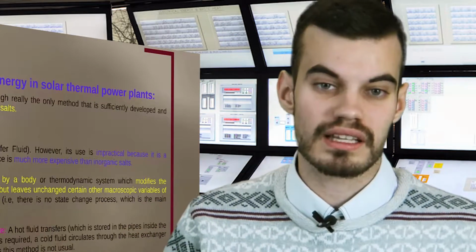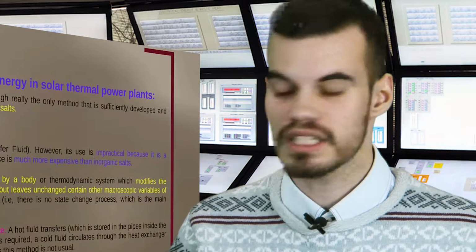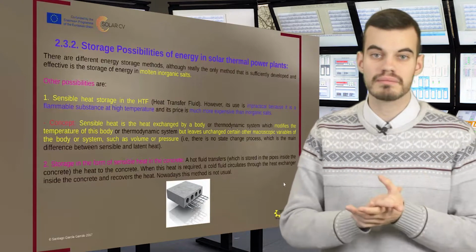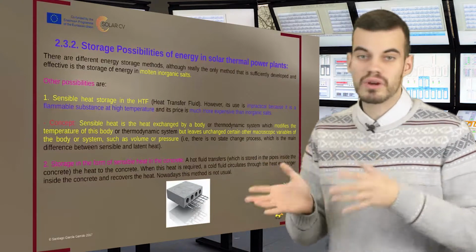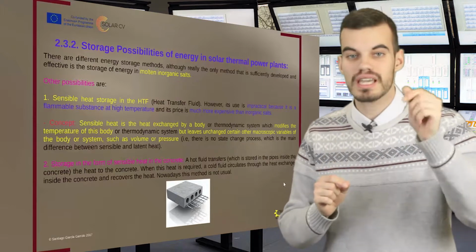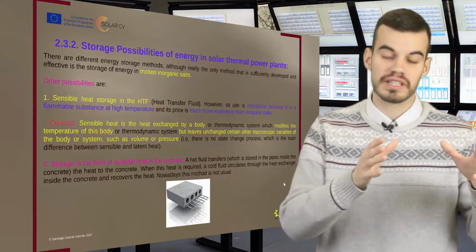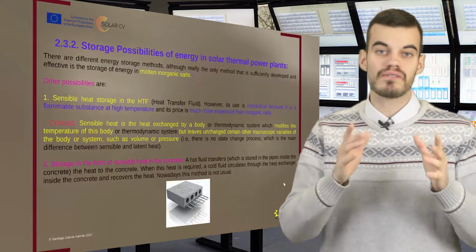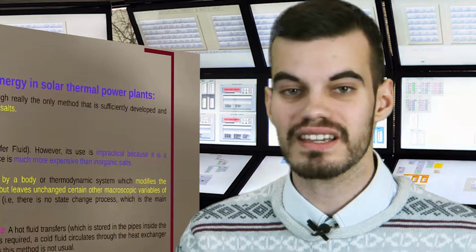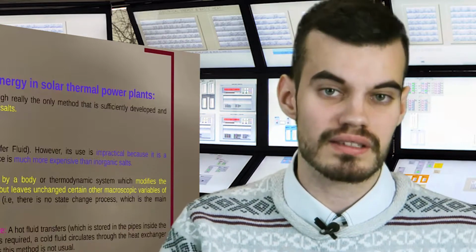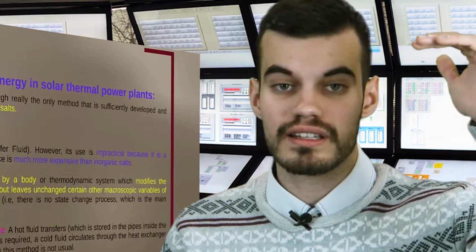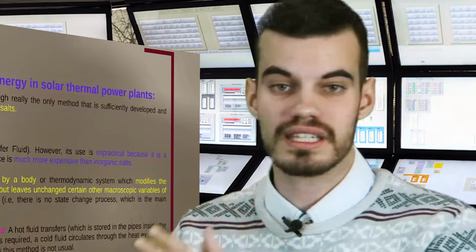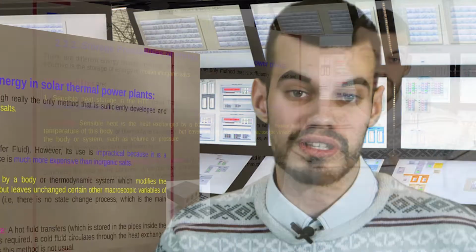However, we must understand what sensible heat is. Sensible heat is the heat exchanged by a body or thermodynamic system which modifies the temperature of this body, but does not change the other macroscopic variables, for example the pressure or the volume. Imagine that you have a liter of water and you increase its temperature up to 100 Celsius degrees. It is not going to change its state from liquid to steam, but the temperature is going to increase.